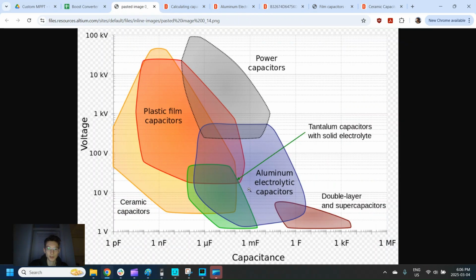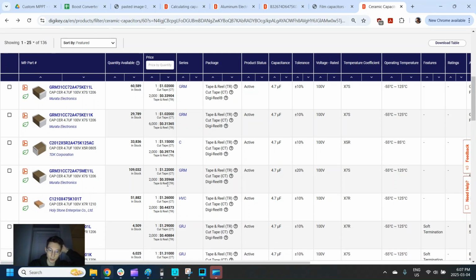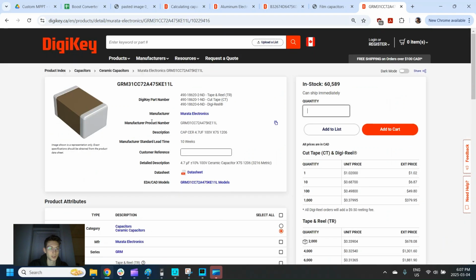So we could stop there, but let's quickly look at the ceramic capacitors. The biggest advantage straight off the bat is that these are really cheap. You can get a ceramic capacitor for like $1, and generally they're cheaper than the film capacitors, not exclusively, but generally. We can go into one of these. They're surface mount and much smaller. They do have lower voltage ratings, so you have to be careful here.